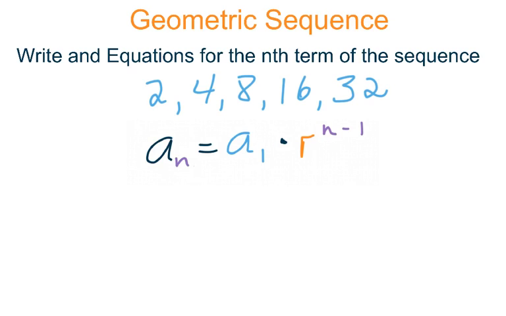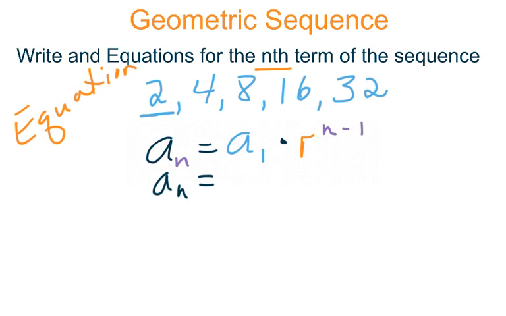When you see nth term, basically all we're really wanting to do is write the equation. That's all we want to do when we see nth term. So let's fill it in. For the nth term, the a sub n is going to stay as it is, equals a1, the first term. The first term is a 2, so I'm going to put a 2 in there.